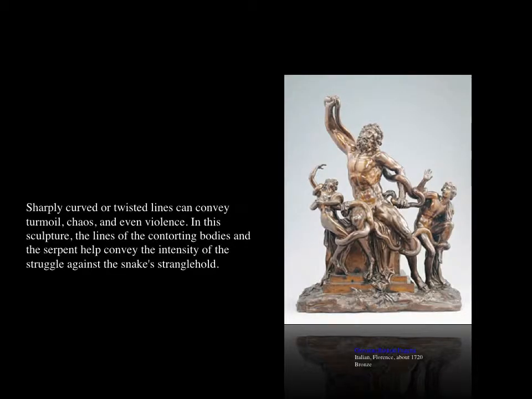Sharply curved, twisted lines can convey turmoil, chaos, even violence. For example, in this sculpture, the lines of the contorting bodies and the serpent help convey the intensity of the struggle. So when we see those kind of lines intertwining, it can present to us that struggle.